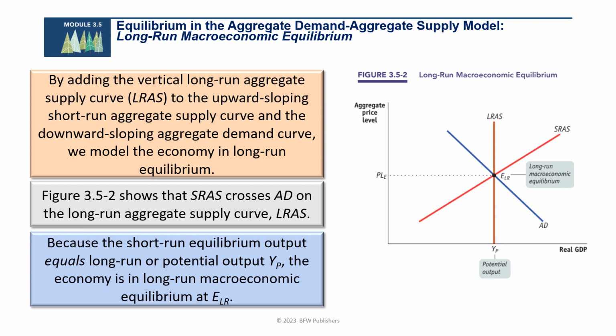What happens when we're not so perfect, when we have a leftward or rightward shift in aggregate demand, or a leftward or rightward shift in aggregate supply, and it messes everything up?